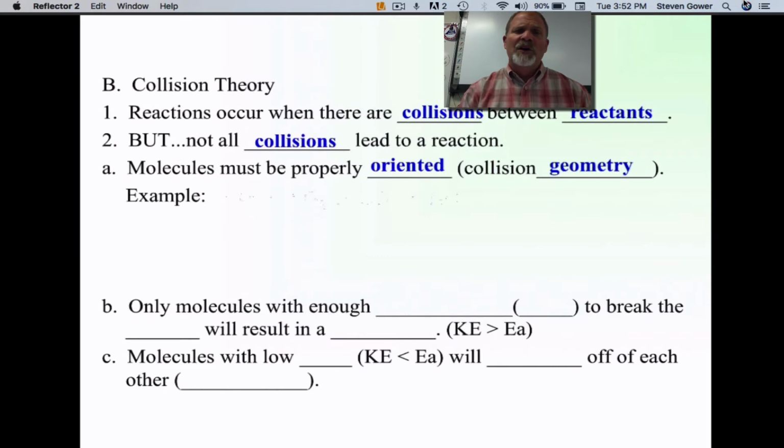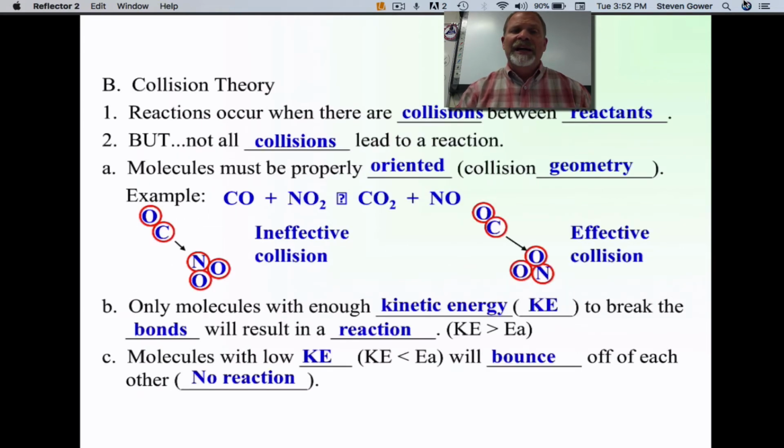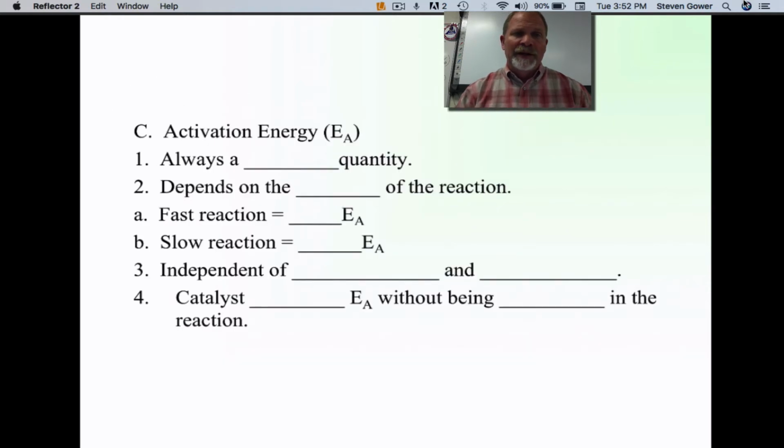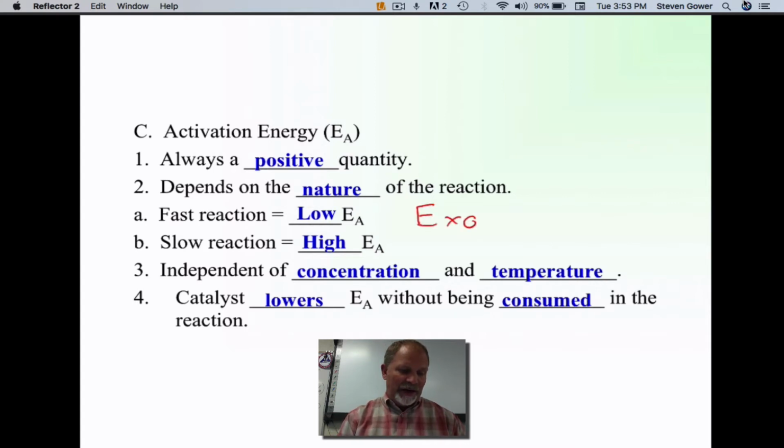So again, what's necessary for a successful collision? You need the correct collision geometry, but you also need enough kinetic energy, and that kinetic energy needs to exceed the activation energy. So what do we mean by activation energy? First of all, a couple of things. Activation energy is a positive value. It depends upon the nature of the reaction, whether it is exothermic. Remember, fast is exo and slow is going to be an endothermic reaction. So we'll know that. And it's independent of concentration and temperature.